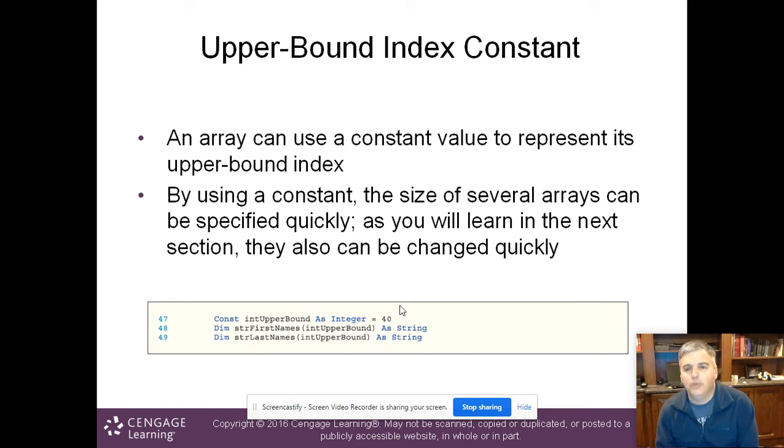So an array can use constant values to represent its upper bound index. By using a constant, the size of several arrays can be specified quickly. As you'll learn in the next section, they can also be changed quickly. So if you're working with multiple parallel arrays, and they're all going to be the same size, you can use a variable to specify the size of that array.